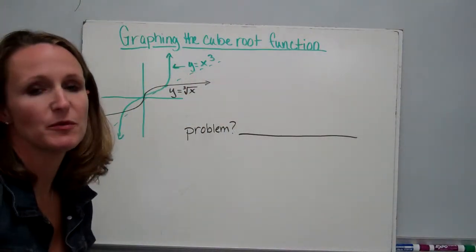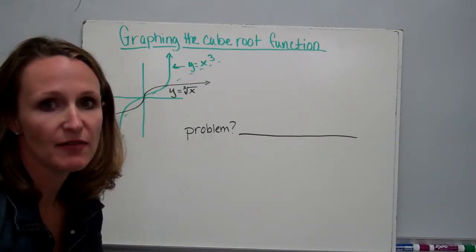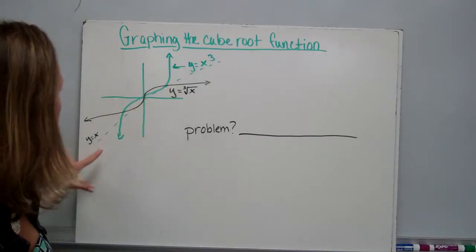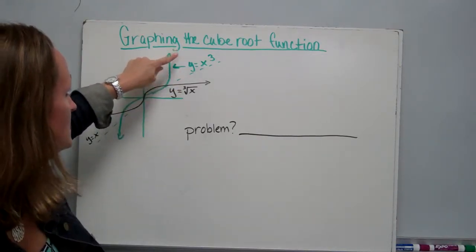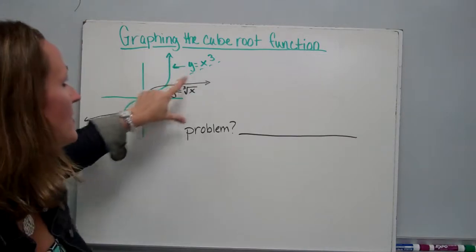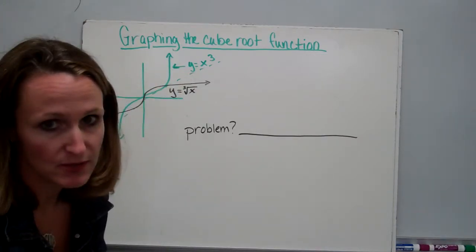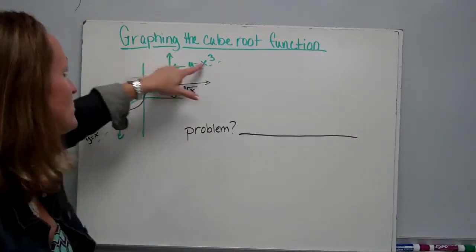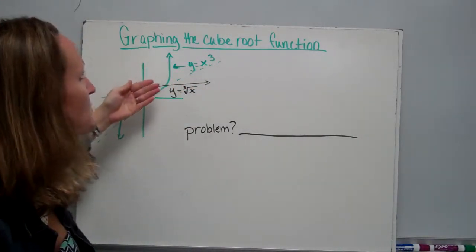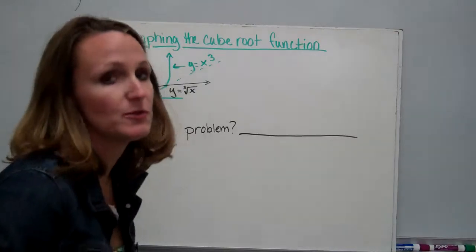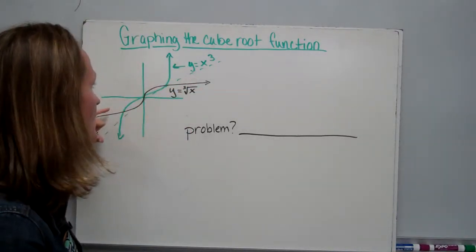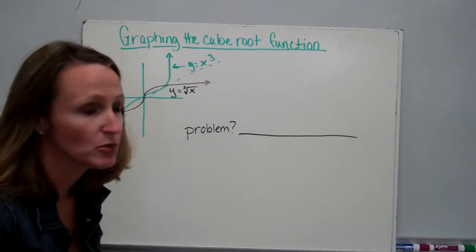Okay, in this video, we want to talk about the cube root function and how to graph it and what the characteristics of that are. So the cube root function, if you look at this green graph, that is what y equals x cubed looks like. So much like we did with the square root function, if we drew the line y equals x and we reflected y equals x cubed over it, we would get this black graph. And that represents y equals the cube root of x.